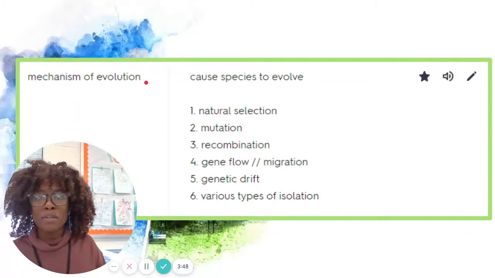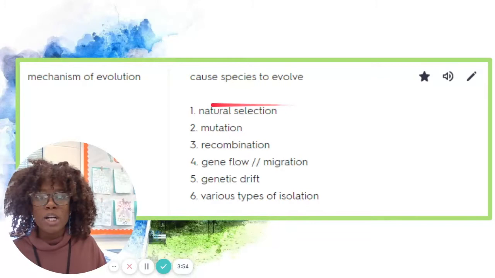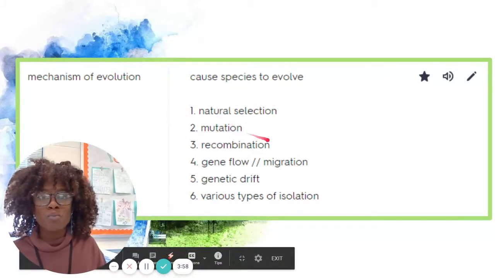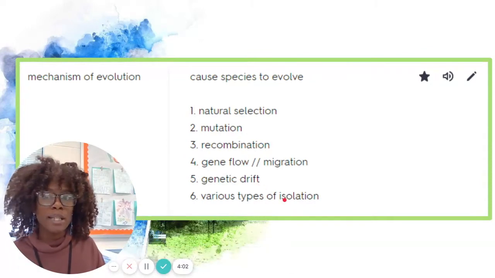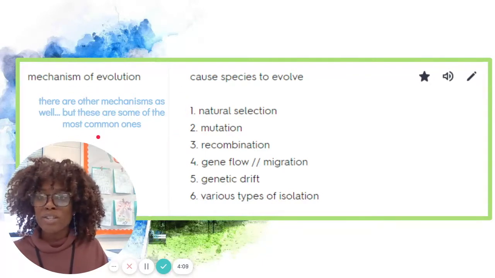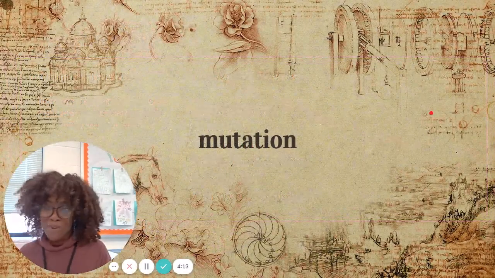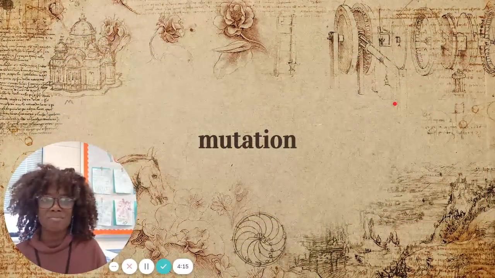Mechanisms of evolution are going to cause species to evolve. A mechanism is what causes something to happen. We already talked about natural selection, so today we're going to talk about these other ones: mutation, recombination, gene flow, genetic drift, and the various types of isolation. Keep in mind there are other mechanisms as well, but these are some of the more common ones. Let's talk about mutations.